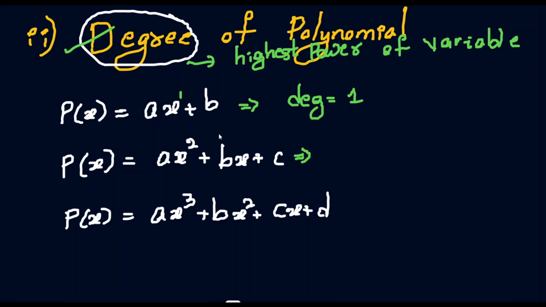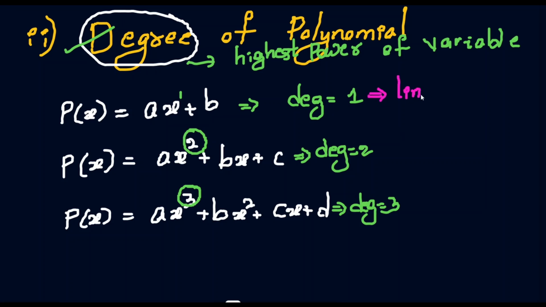Now, in this one, the highest power is 2, right? Here I can write degree is equal to 2. And in the third polynomial, I can see the highest power is 3. So here the degree is 3, right? Now, according to these degree values, we can identify one more thing: if the degree of the polynomial is 1, then what do we call it? We call it a linear polynomial. And if the degree is 2, then what do we call it? It is known as a quadratic polynomial, or else we can also say square polynomial.